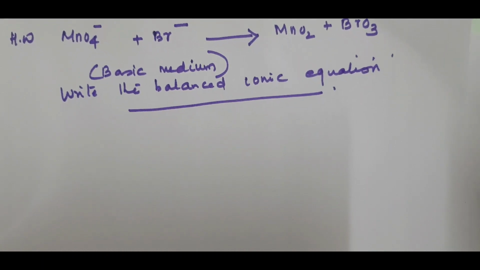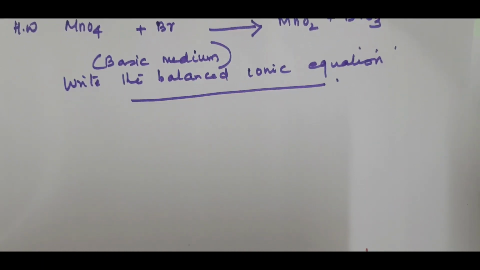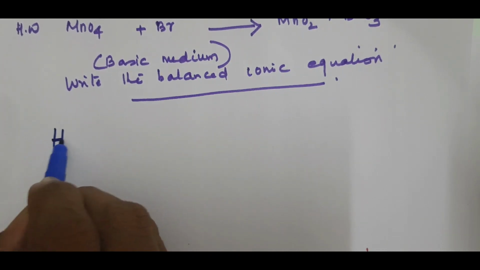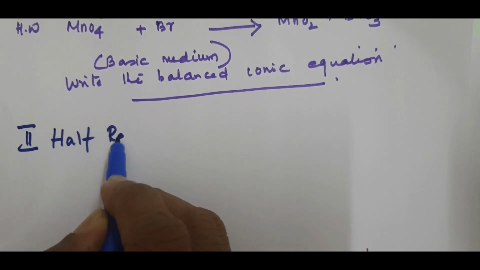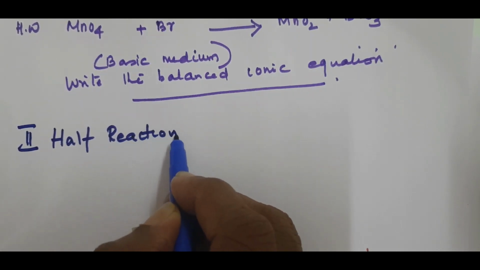Okay. So this is the oxidation number method. So hope you are clear with the oxidation number method. Correct? Okay. Now we will see the next method, that is the half reaction method. That is very simple. The second type is called the half reaction method.